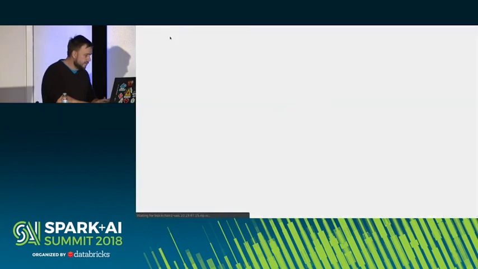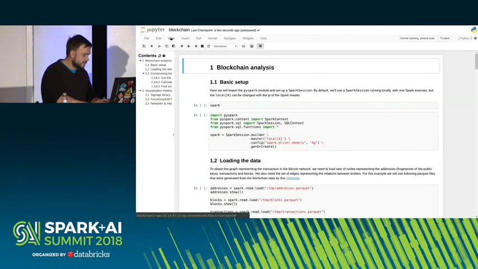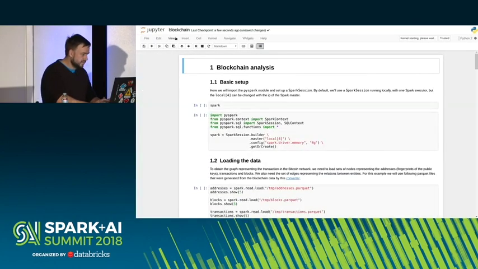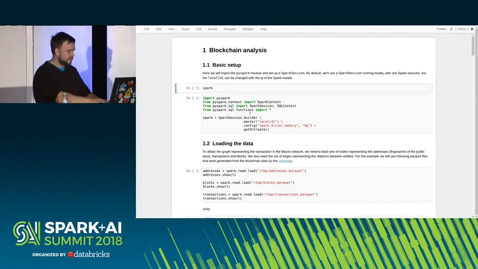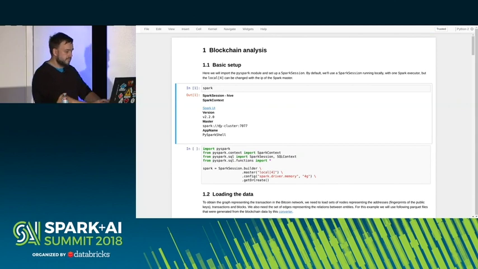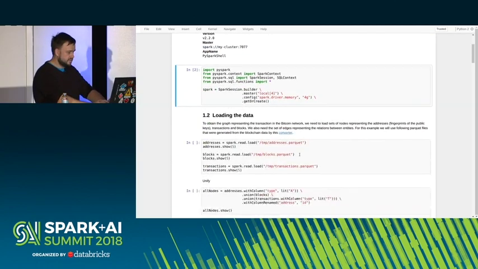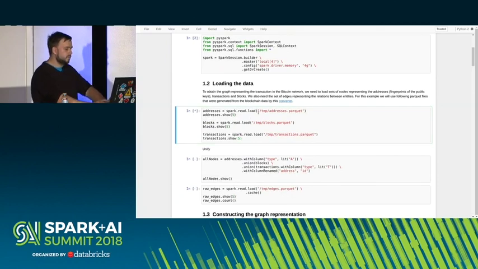And I will also get rid of the table of contents and toolbar. So as you can see, if I evaluate this cell, it should report that it's connected to a cluster that's running in OpenShift, not on my localhost. And I'm loading these Parquet files I was talking about before.